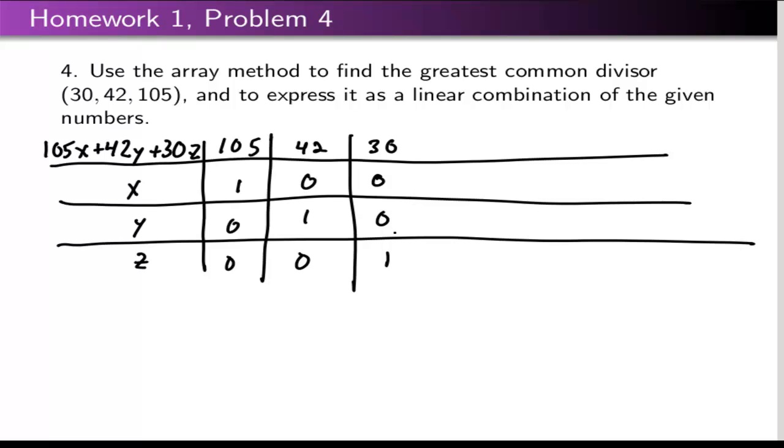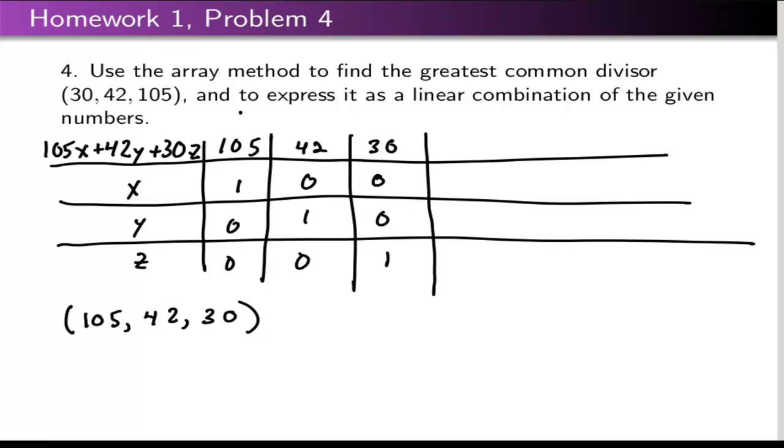And now when you're doing GCDs with more than 2 numbers, you can proceed in many ways. And you are free to do it any way you like. You just keep subtracting multiples of smaller numbers from the bigger numbers. So in the first step, I might subtract 2 of the 42s from 105, or 3 of the 30s from 105. Take your pick. It doesn't really matter.